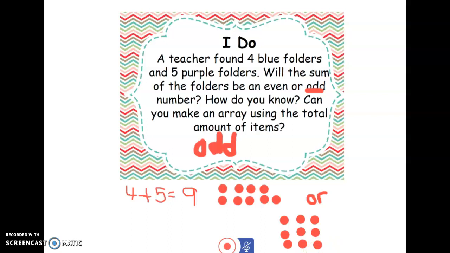But it's also odd because they don't all have partners. And it's very important to know that you might see it written like this as well. So the best thing to do is just partner them up. Okay? Partner here. Partner here. You have a partner here. You have a partner here. And as you can see, this little guy has no partner. So again, that's how we know that 9 is an odd number.